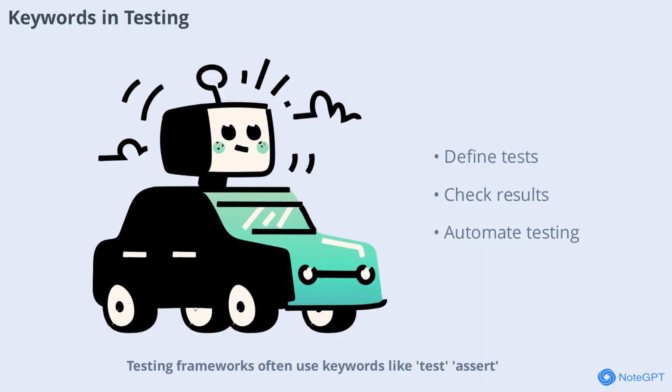Testing frameworks often use keywords like test, assert, and expect to define and check test cases. These keywords help automate the testing process, ensuring that your code works as intended and catching bugs early.